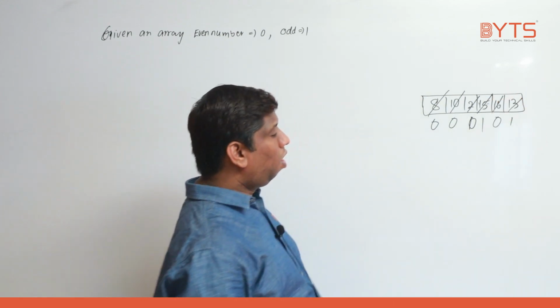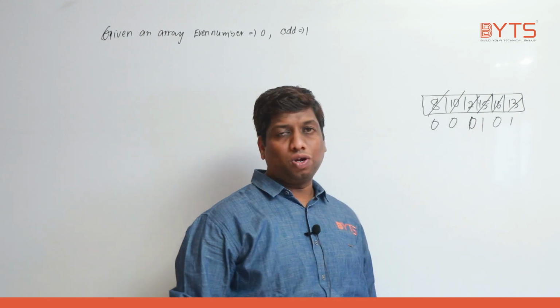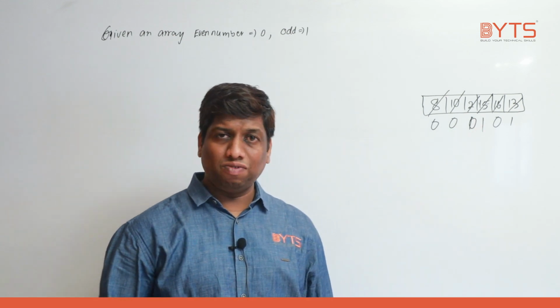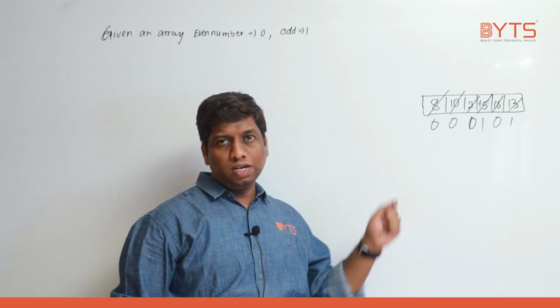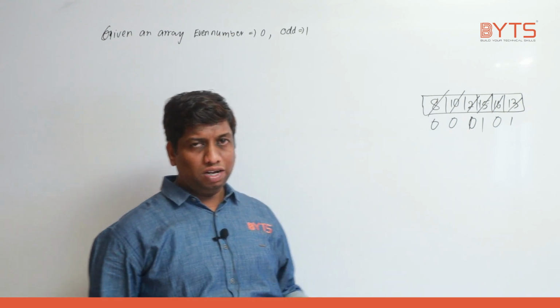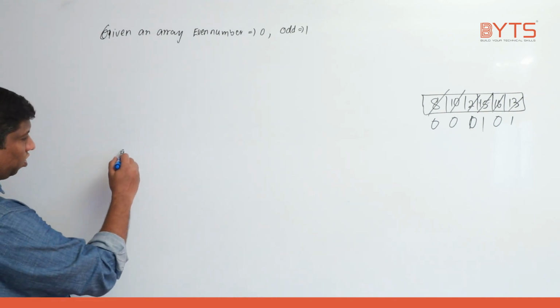Means what here? All odd numbers we are able to convert into 1 and all even numbers we are able to convert into 0. What is my intention? I will tell later. The intention behind this is very important for me, right? Not converting the array to 0 or 1. So what I will do is, listen. I am going to write the function this way.